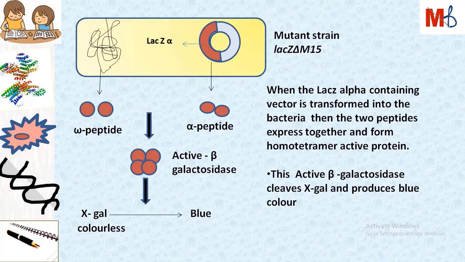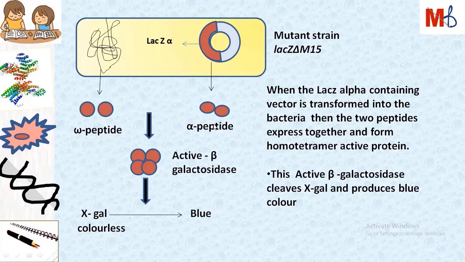Now let's understand this more clearly. Suppose we take the mutant strain named lacZ delta M15. This is the name of the mutant strain. We have seen the bacterial chromosome, and here this bacterial chromosome has the lacZ gene. In this lacZ gene we have deleted the N-terminal region, and now it can only produce the omega peptide. And suppose this bacteria is transformed with a vector which has the N-terminal region, which we can also call lacZ alpha, because ultimately it is producing the alpha peptide.